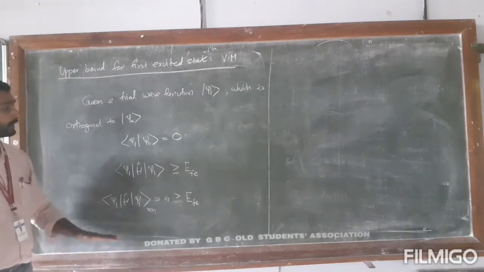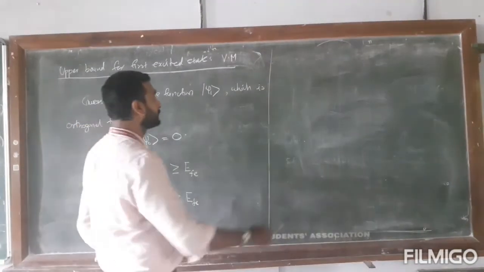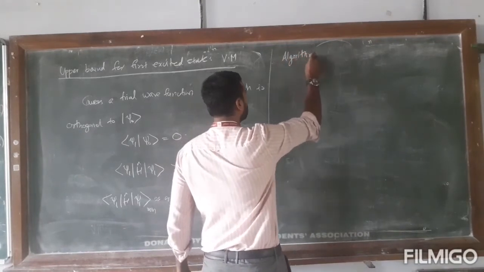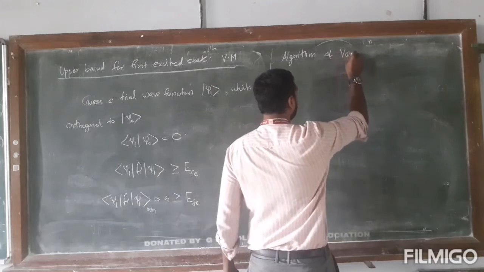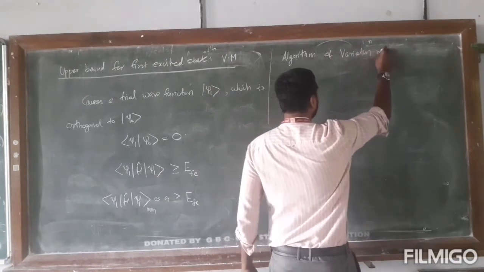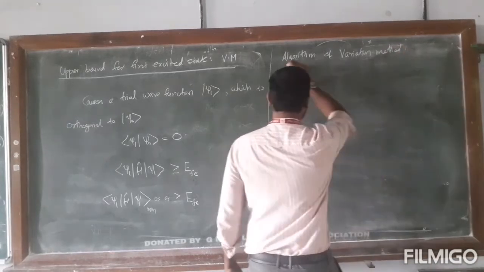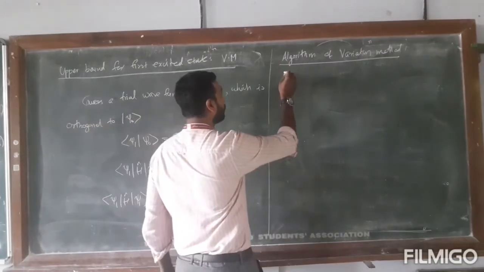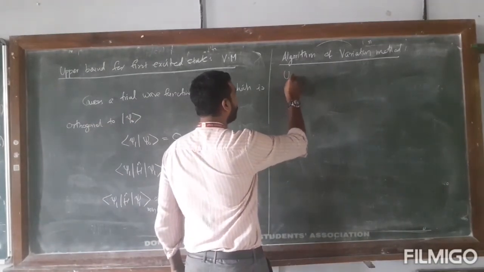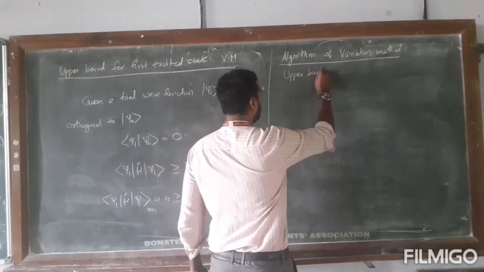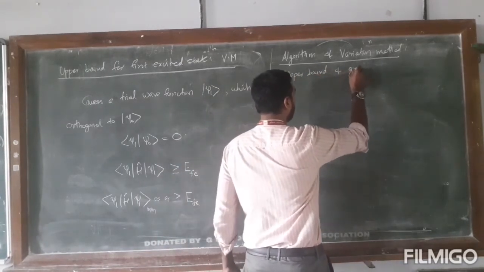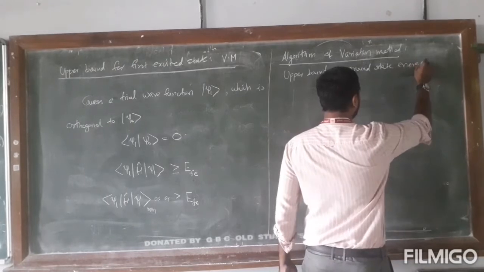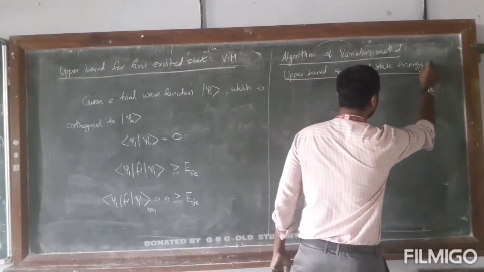Okay, so that is the variation method. Now we can summarize this entire step using the algorithm of the variation method. We can summarize what we have discussed till now. Okay, so the algorithm: first we can discuss the algorithm to find the upper bound of the ground state energy. This is how to find the upper bound of the ground state energy.